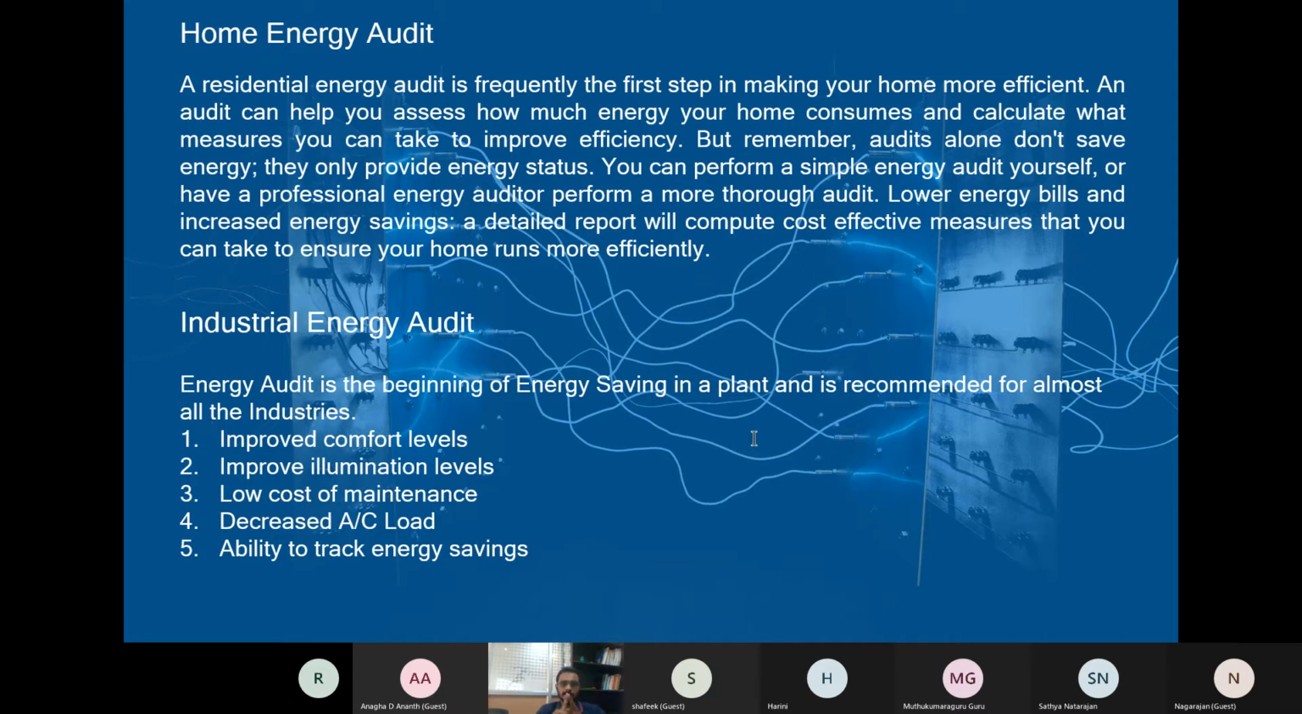You can perform a simple energy audit yourself, or a professional energy auditor can perform a thorough energy audit, at each and every appliance level, which lowers energy bills and increases the energy savings. A detailed report will compute cost-effective measures that you can take to ensure your home runs more efficiently.